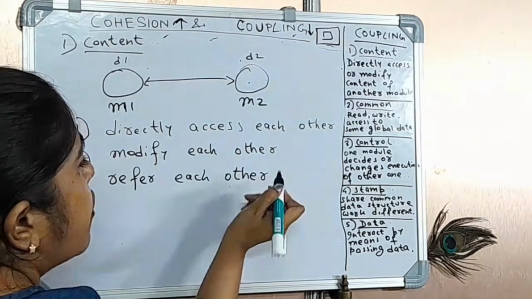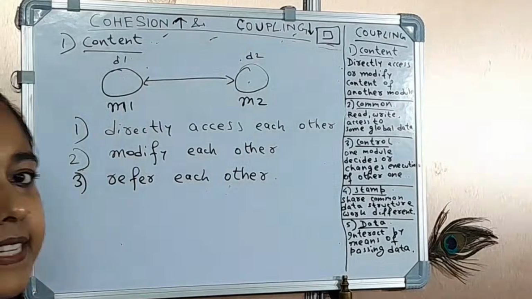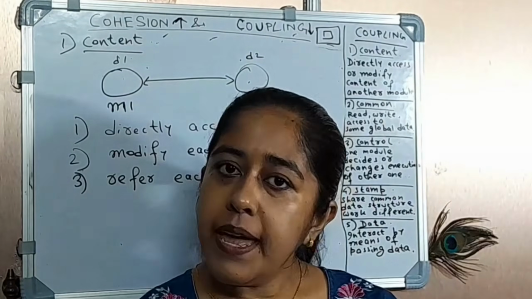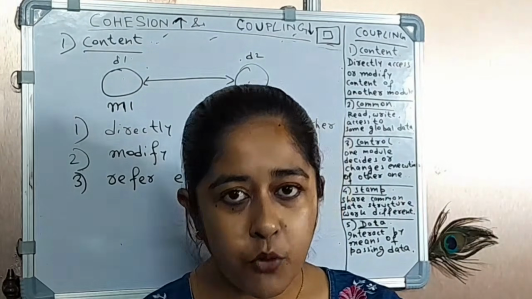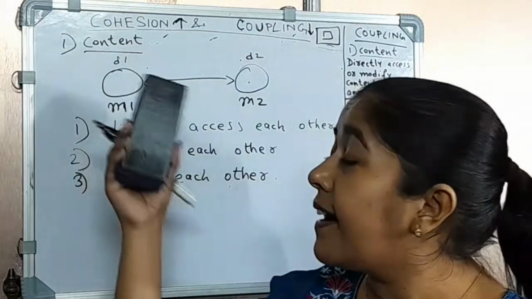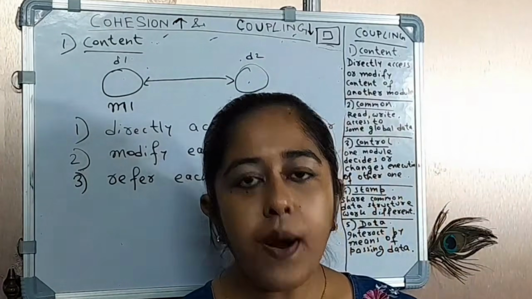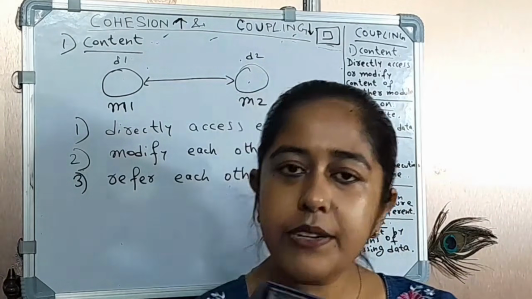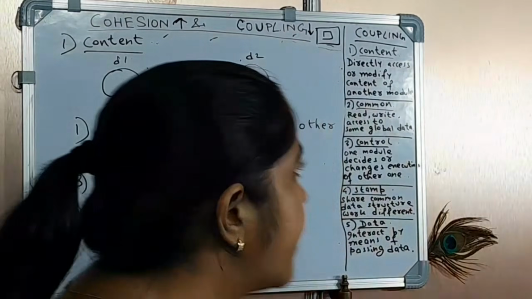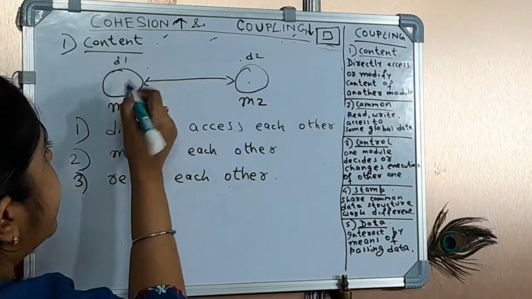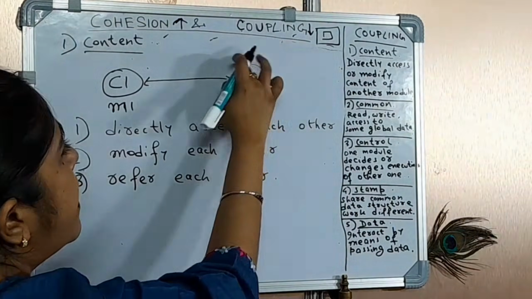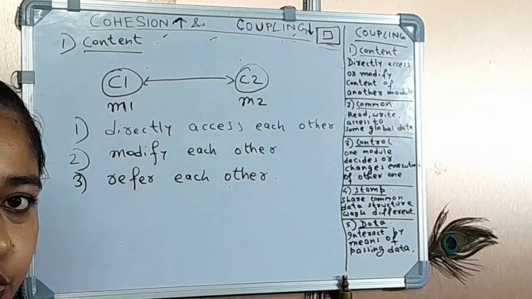So mainly what we are seeing here is what they are doing, what they are modifying, what they are referring to. They are directly accessing what? The content of each other. They are accessing the data, that is the content which is in between the modules. Here, C1 and C2 are the content of our module 1 and 2.